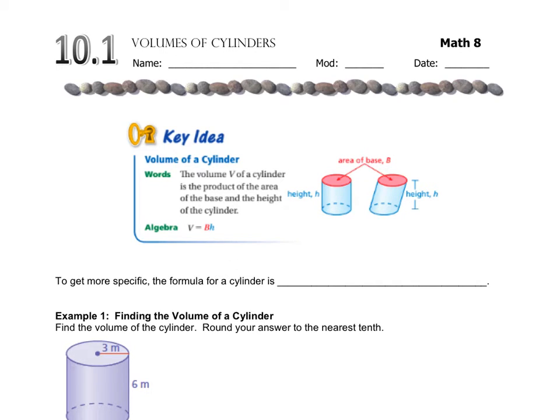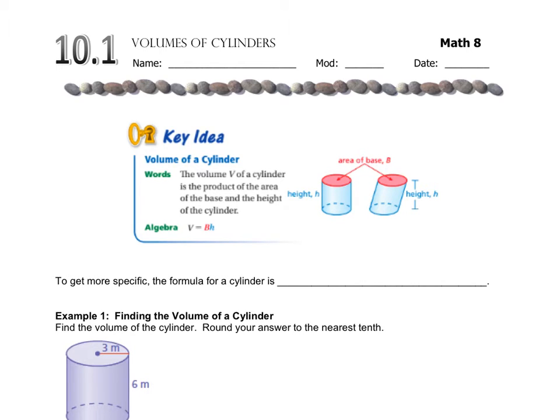Today we're going to talk about volumes of cylinders. So cylinders, if you remember, these are three-dimensional shapes. As you can see from the picture here, we see the bases. There are two different bases that are circles, and then the space that goes in between them is completely filled. So kind of like a can would look.